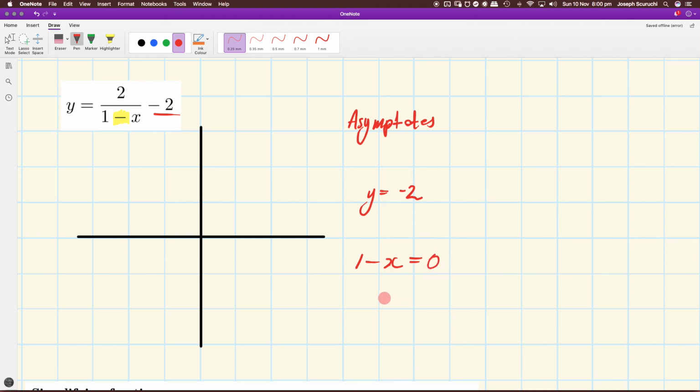So I'll do some rearranging and I'll be left with, let me do it the long way. So therefore x cannot equal 1. If x were to equal 1 in this situation, I'd get 1 minus 1, which is 0. It doesn't work. So that tells me that my asymptote will be x equals 1. And I could draw that in here. x equals 1, and my y will equal negative 2. So it's going to be down here.